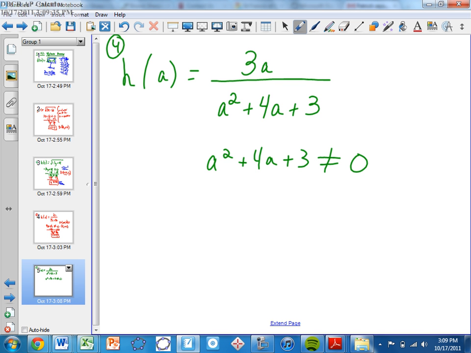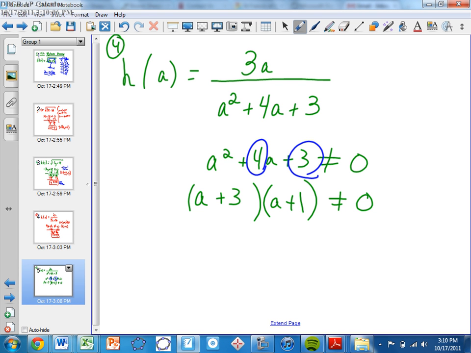Now the goal is just to say, okay, how do we find A? Forget that it's not equal to 0, make believe it were equal to 0. What can I factor this into? You put A plus something times A plus something. A plus 3 and A plus 1. Karen's fastest on this one. Again, what numbers multiply to give me 3 and add up to 4? Those numbers go in those spots.